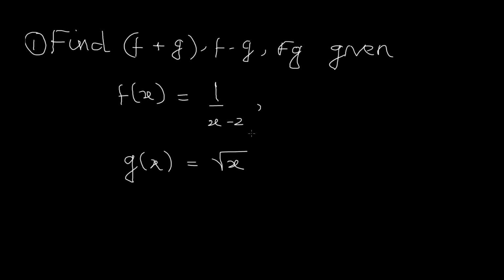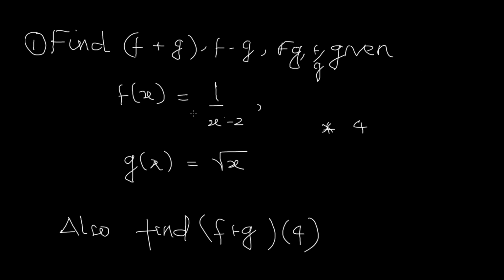So let's do these examples. And then obviously we need to find the values of these functions when x is 4. So in their simplest form, we get f plus g. They're saying find f plus g, f minus g, fg, f over g. Given f(x) is 1 over 2, g(x) is square root of x. Okay, and then we should also find, just an example, the value of this one.